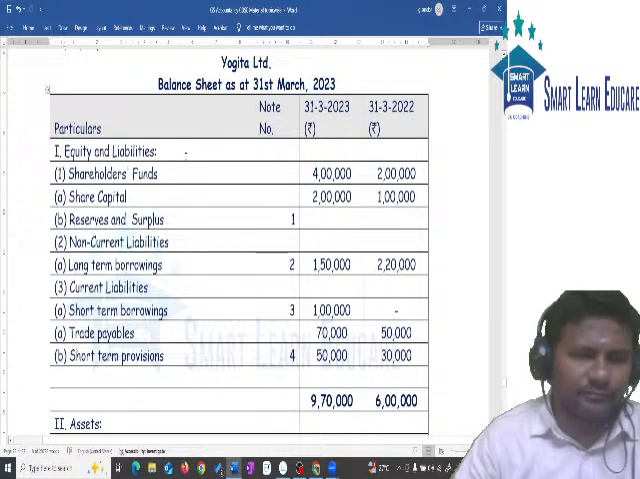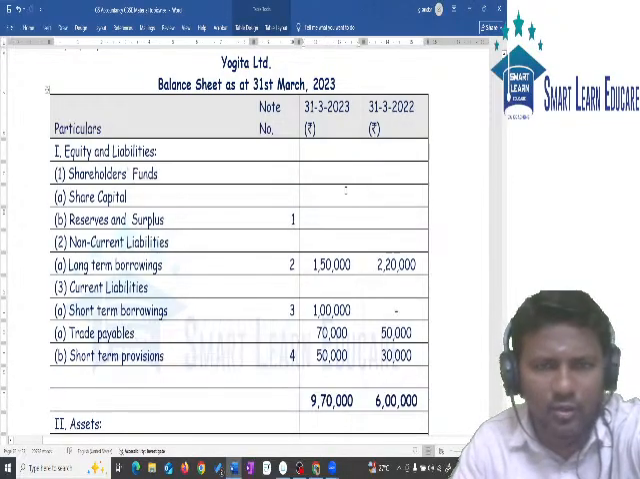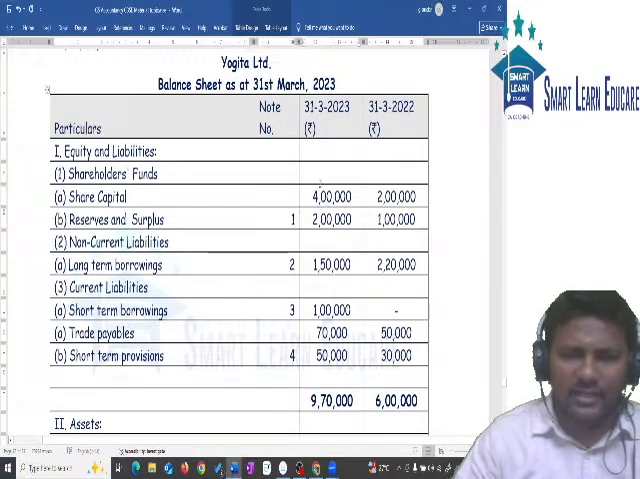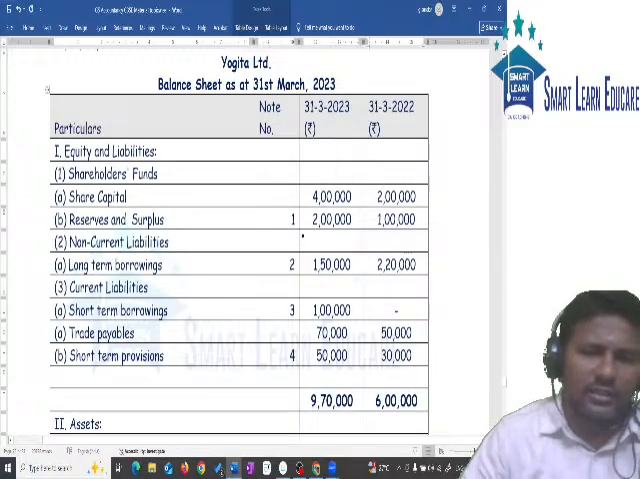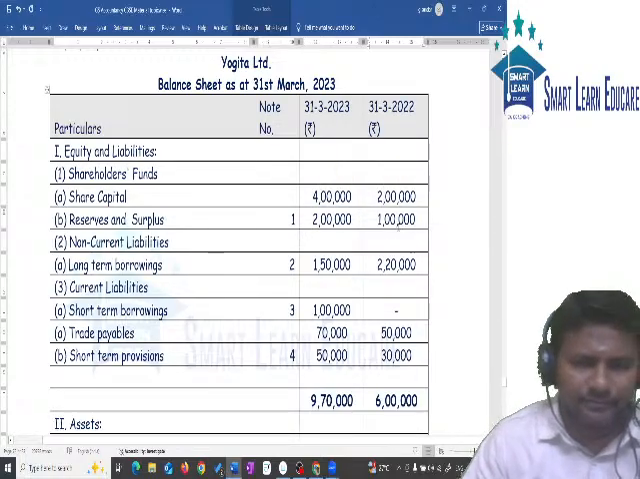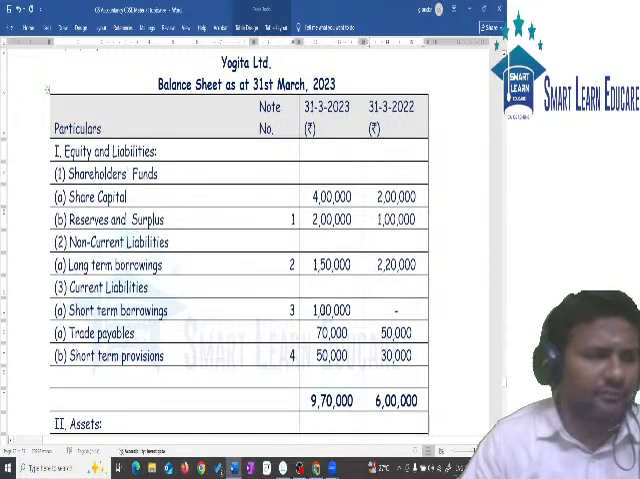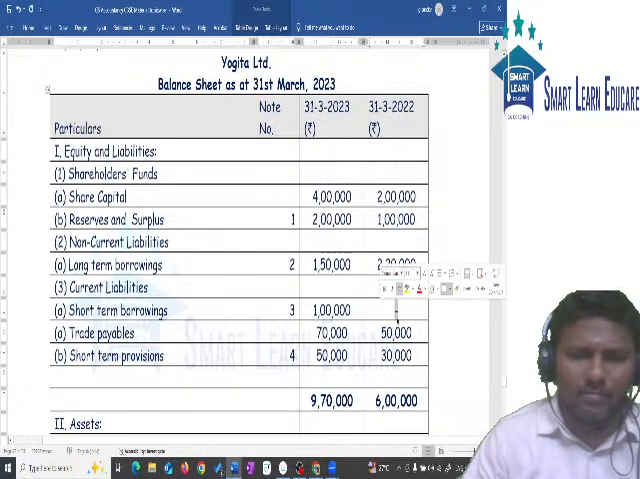Balance sheet given. Shareholders fund. Again some alignment mistake. Share capital, change this, and change the alignment order. Share capital is 4 lakh and 2 lakh. Reserves and surplus 2 lakh and 1 lakh. Fine. Long term borrowing 2 lakh 20 has become 1 lakh 50. Short term borrowing, there is no opening balance, and now we have 1 lakh.